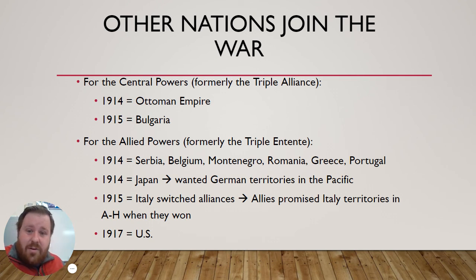For the Central Powers, formerly the Triple Alliance, so this is Germany, Austria-Hungary, and then the Ottoman Empire joins them. Bulgaria joins them. Oh, Italy was the third one. So we've got Germany, Austria-Hungary, Italy, and then the Ottoman Empire joins the Central Powers. Bulgaria joins the Central Powers.